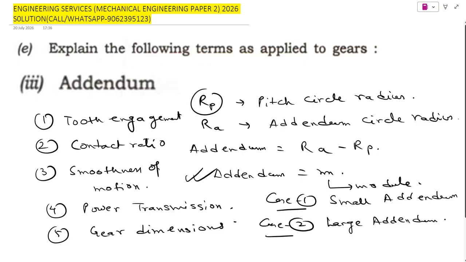Students often confuse addendum and dedendum, so let's compare them. Addendum is above the pitch circle, the height of the tooth above the pitch circle. The standard value is module, and it ends at the addendum circle. The dedendum is below the pitch circle, the depth of the tooth below the pitch circle, and the standard value is approximately 1.25 times module, and it ends at the root circle.